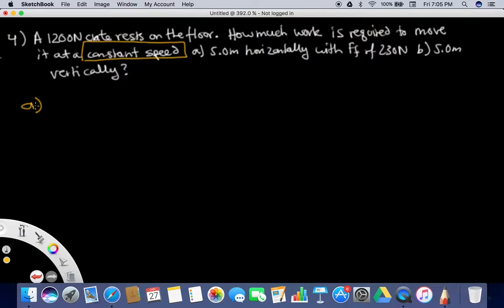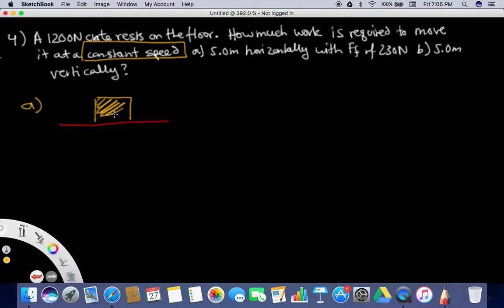So the best way to start part A is really to draw a free body diagram. You know that in part A, they tell you that there's a frictional force of 230 newtons. So if they tell you explicitly that there is a force acting on this crate, the best thing to do is draw a free body diagram to make sure that we can understand exactly what equations we should derive with this frictional force into consideration, so that we could get an accurate way of solving for force and in turn solving for work.